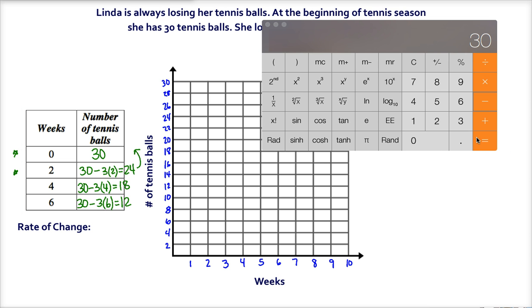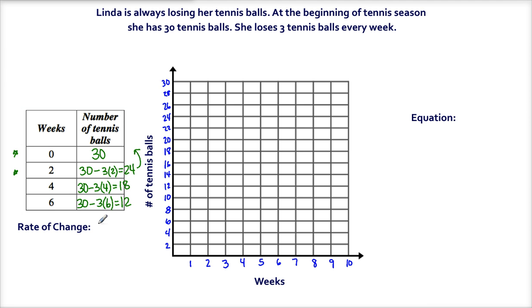24 minus 30 is a negative 6. And then x changed. 2 minus 0 is still 2. Negative 6 divided by 2 is negative 3. So there's that negative relationship that I'm talking about. The rate of change is a negative 3. And that's represented by negative 3 because she's losing 3 tennis balls.